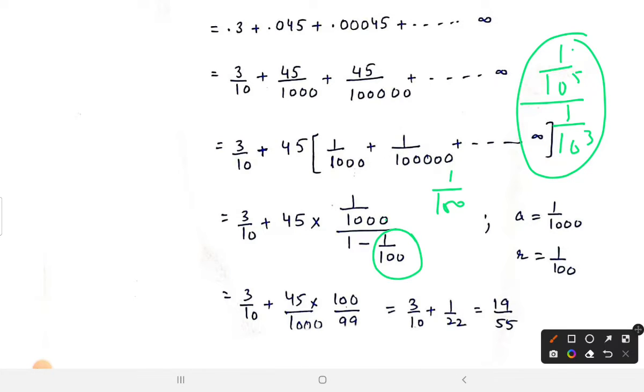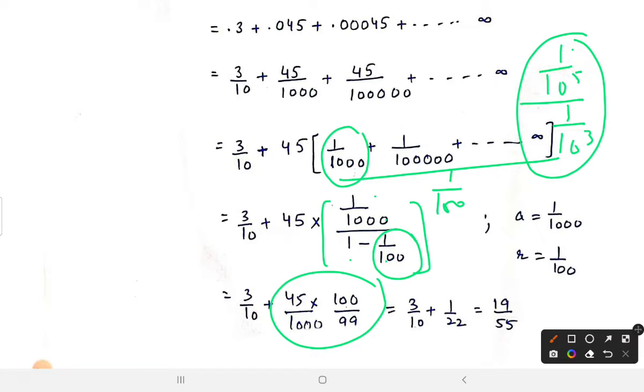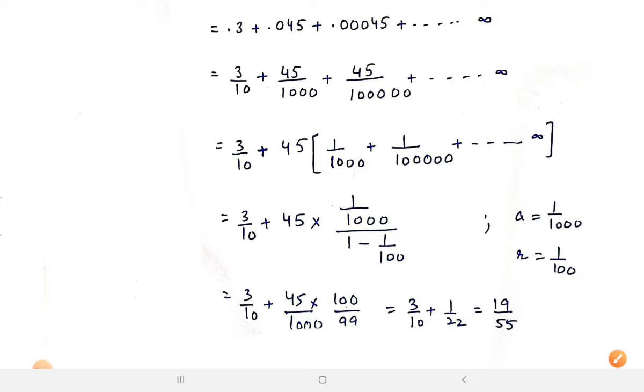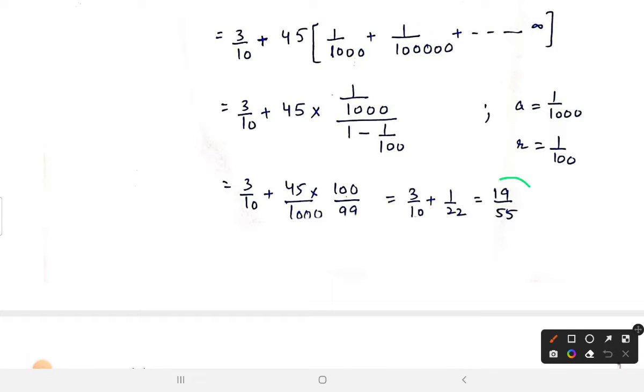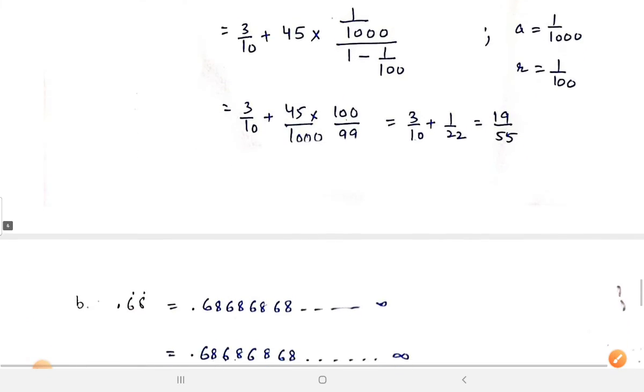So what we have is the sum to infinity. Sum to infinity is given as a upon 1 minus r. So what is a? A is the first term, which is 1 upon 10 to the power 3, or you can say 1 upon 1000. 1 minus r, where r is 1 upon 100. So after calculating this, we will get 45 upon 1000 into 99 by 100, which can be written as 100 by 99 in multiplication. After solving, we will get this as 19 upon 55 as the sum.